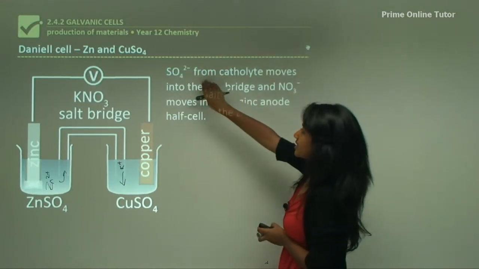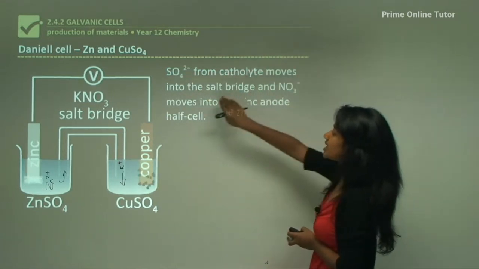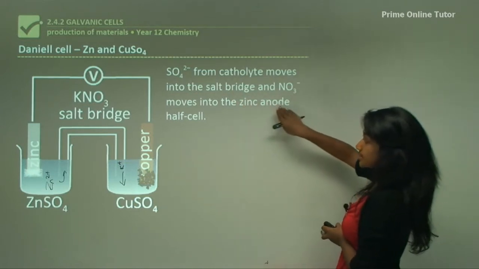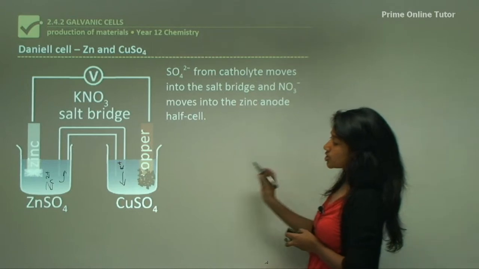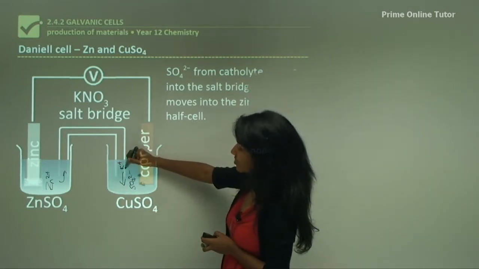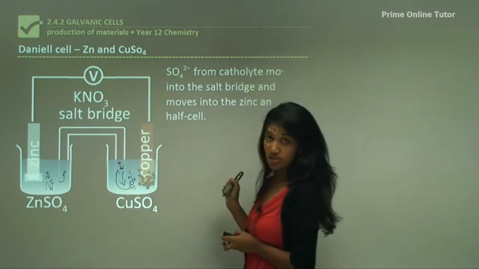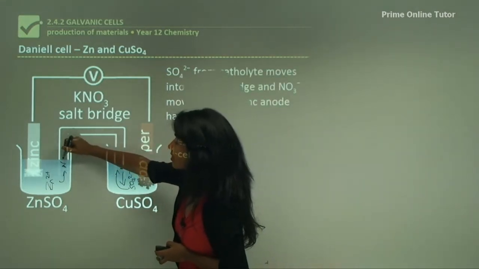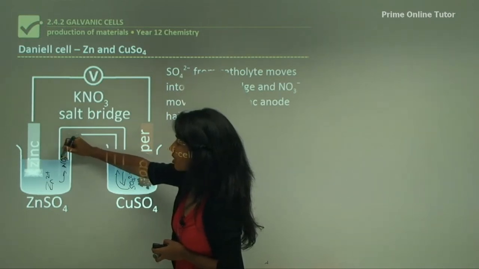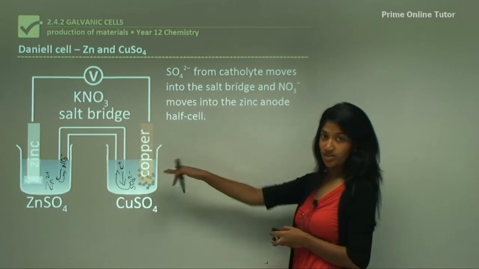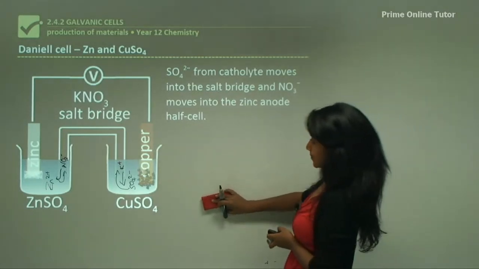But the sulfate from the catholyte moves into the salt bridge and the nitrate moves into the zinc anode half cell. So we have sulfates here, and they are being moved into the salt bridge. As a result, the nitrates from the salt bridge are being moved out. And this is what happens in a galvanic cell.